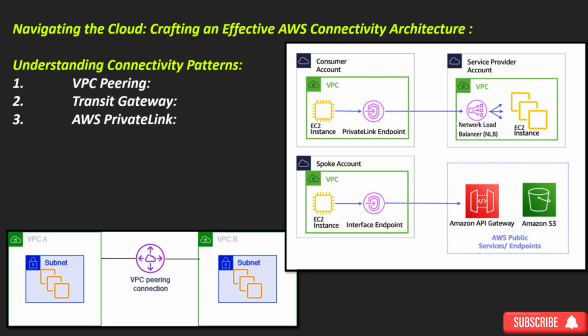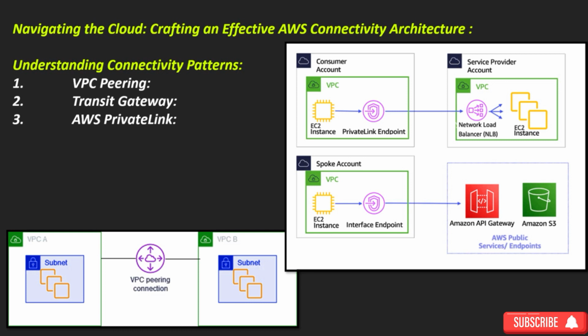The first point we have to talk about is understanding connectivity patterns, starting with VPC peering. VPC peering allows direct communication between VPCs using private IP addresses. It is ideal for scenarios where you need to share resources between VPCs owned by the same or different AWS accounts. Second is the transit gateway, which acts as a centralized hub that simplifies network architecture and enables transitive communication between VPCs. It is efficient for larger scale deployments, supporting up to 5,000 VPC attachments.